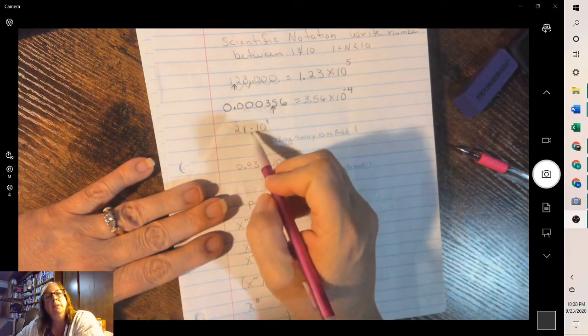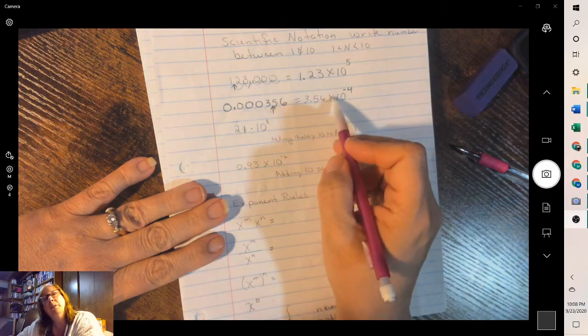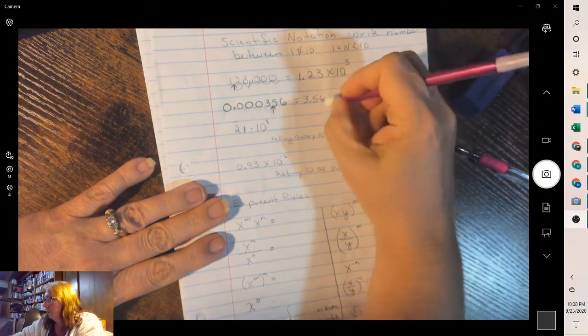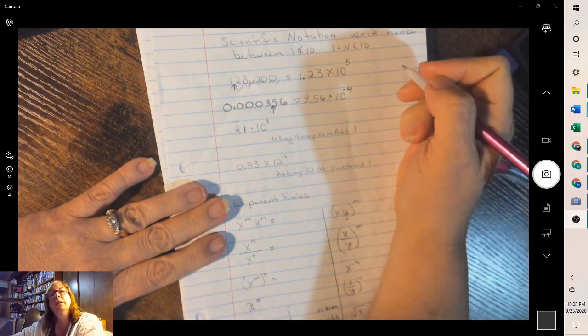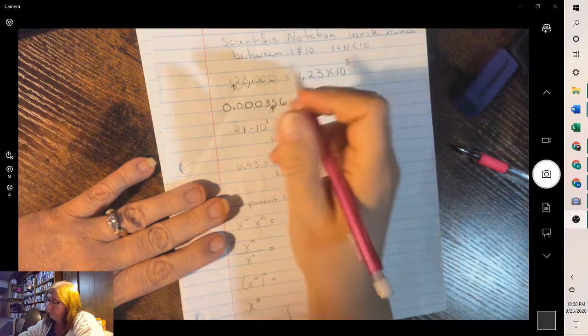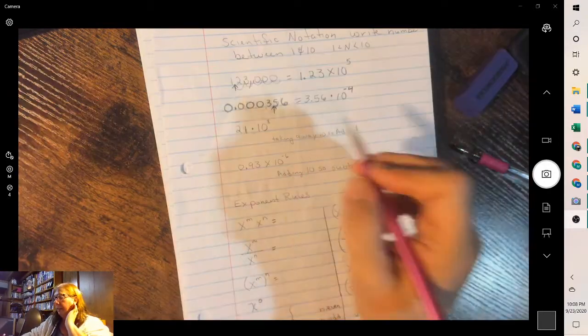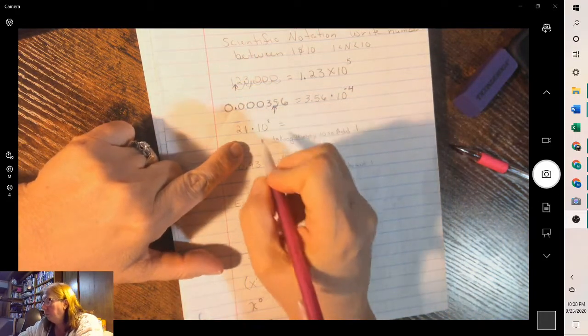So if we look at this number, your book uses a dot. I'm so used to using an X. But whether it's an X or a dot, it's the same thing. It means multiply. So we have 21 times 10 to the 8th. We want to write it in scientific notation.